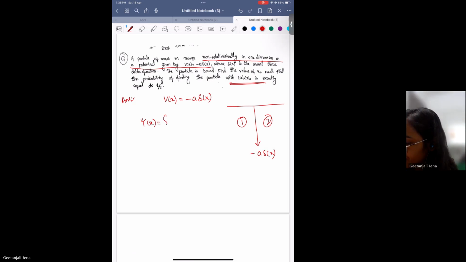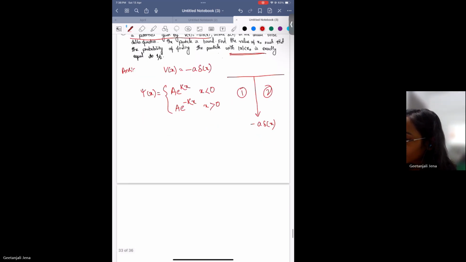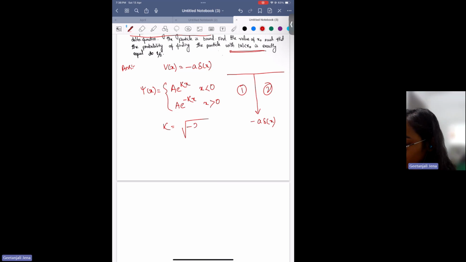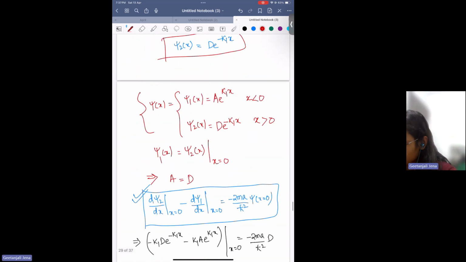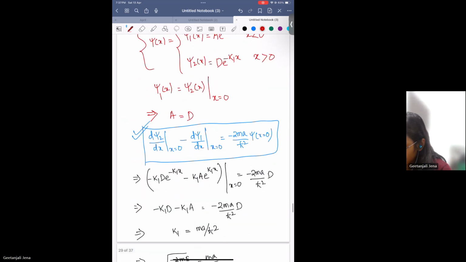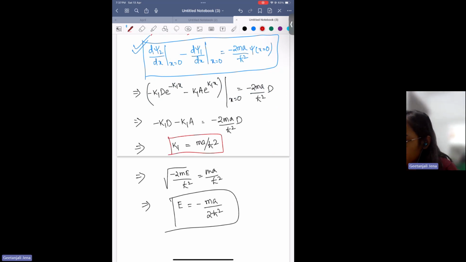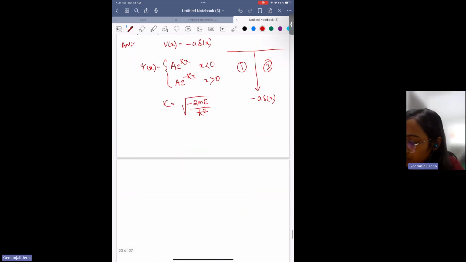So psi of x would be A e to the power kx for x less than 0 and A e to the power minus kx for x greater than 0, where k is root over minus 2mE divided by h-cut squared. The discontinuity condition will give a non-zero value of derivative on both the left and right hand side. From the discontinuity condition, like the one we have solved here, this will give k as ma by h-cut squared. So we will have k as ma by h-cut squared.